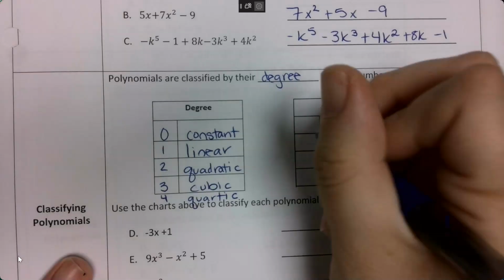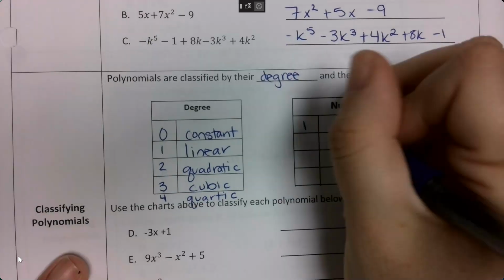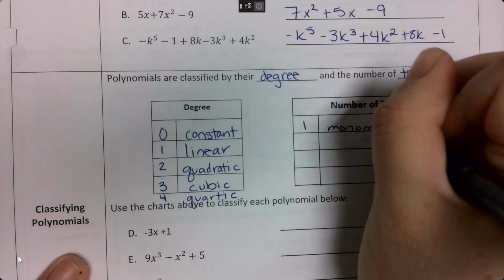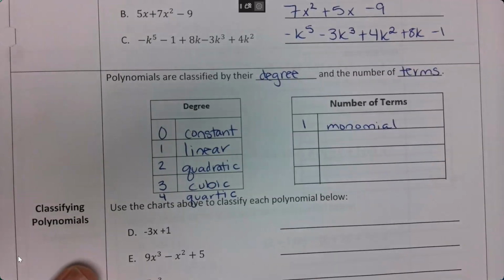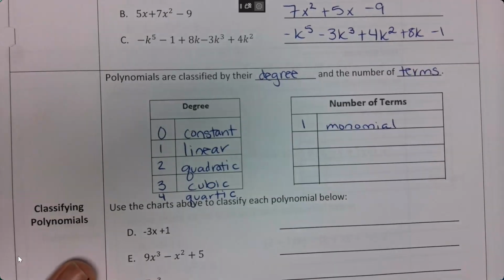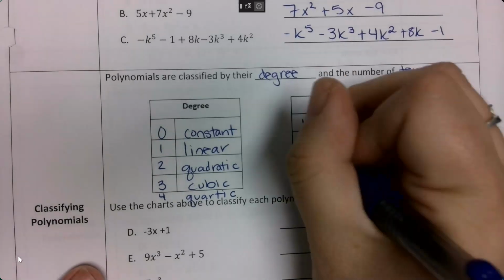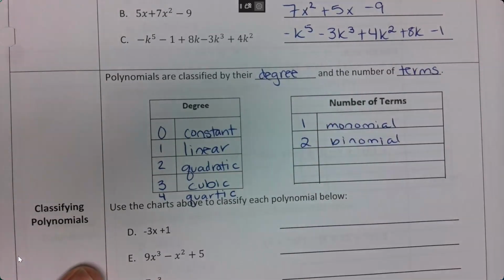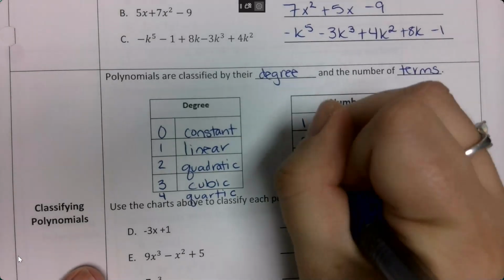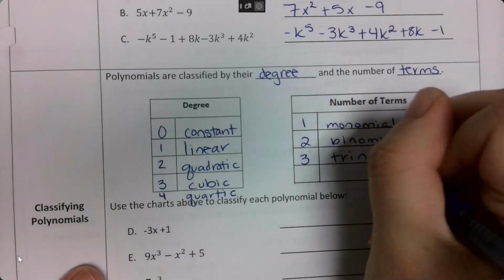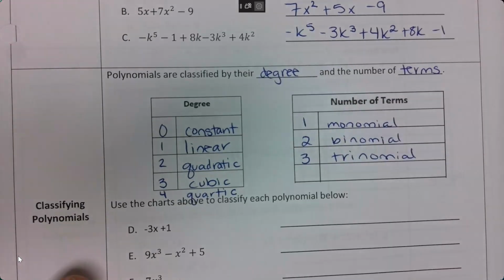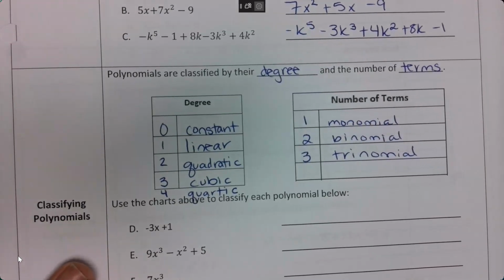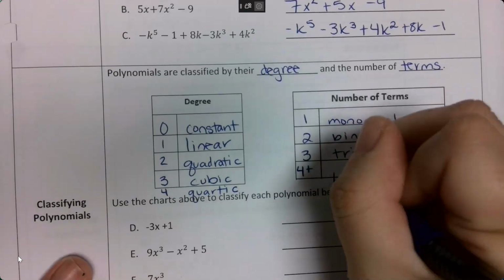Okay, the least amount of terms I can have is 1. This is called a monomial. I can have 2 terms. This is called a binomial. You can have 3. This is called a trinomial. And then anything over 3 terms is called a polynomial.